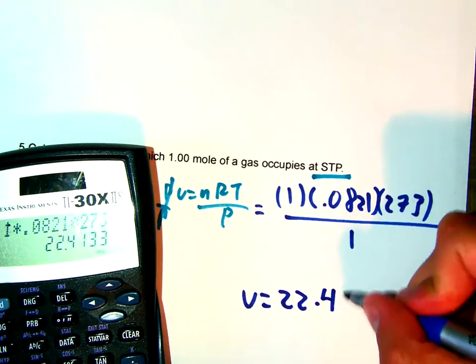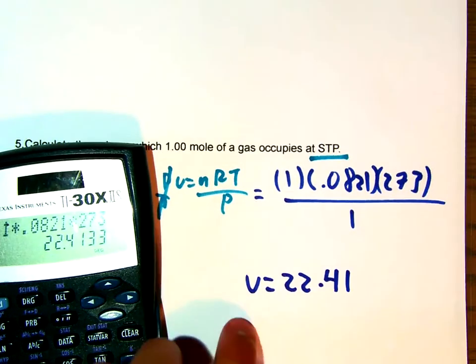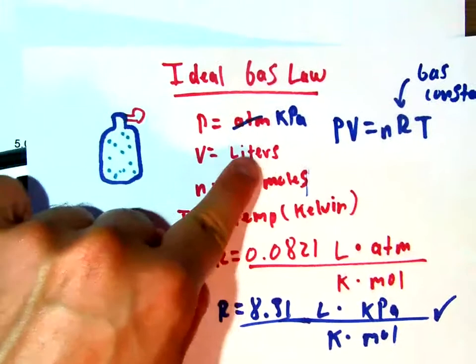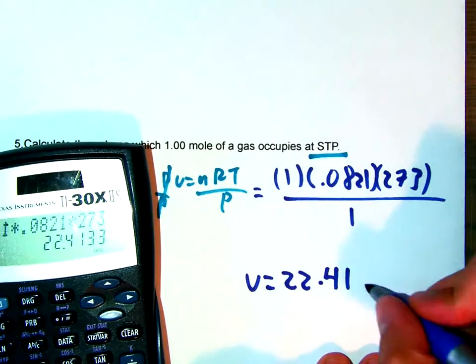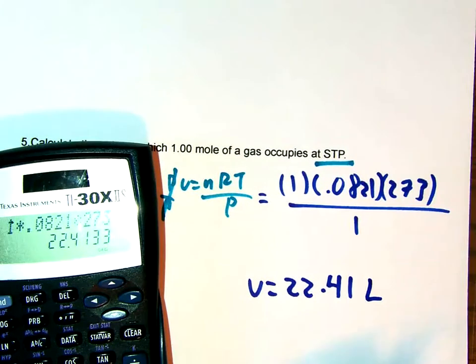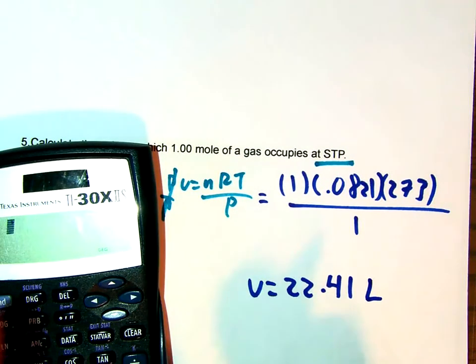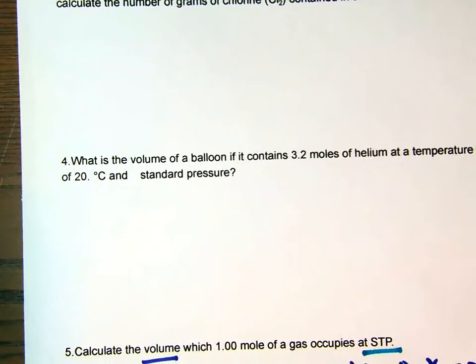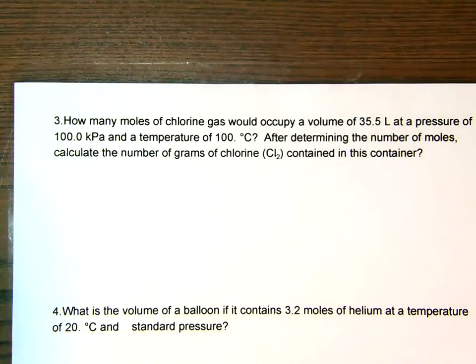Okay, so thinking back on volume, right? Well, which one has to do with volume? If I look at all my units, liters. Remember, liters is what we measure volume in. So my units would be liters. Okay. All right, I'm going to set one more up for you guys, and we'll solve this all the way through.